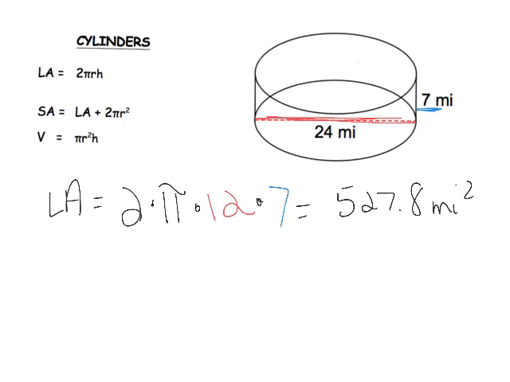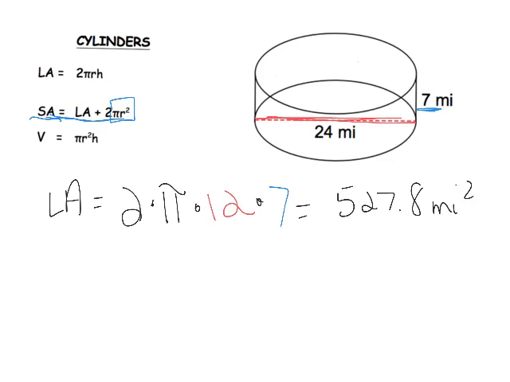Now, here's the thing about surface area. When you're looking at this, surface area equals LA plus 2 pi r squared. LA is your lateral area, and surface area is the area of the sides plus the area of the top and the bottom. Well, the top and the bottom are circles, right? And so that's where this whole pi r squared comes from. But remember, there's a top and a bottom. So that's why there are 2 pi r squareds.